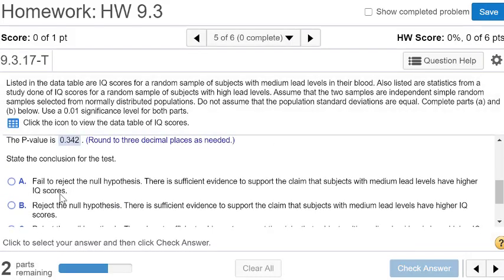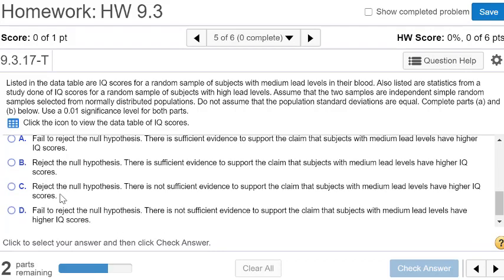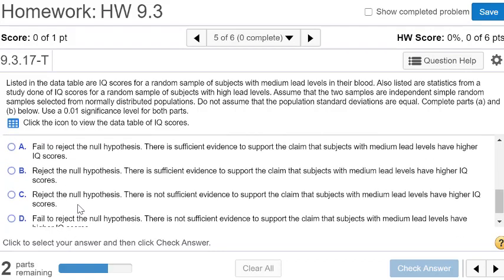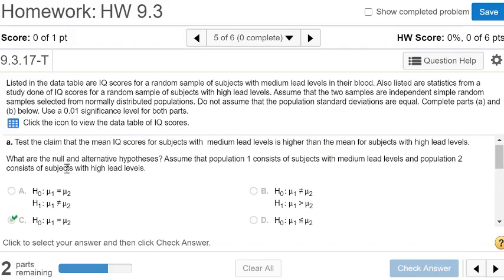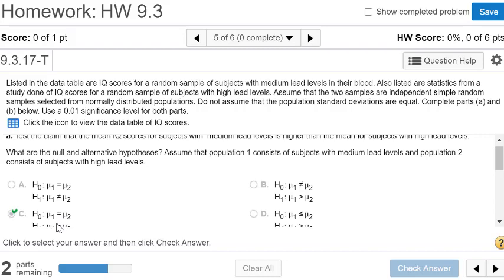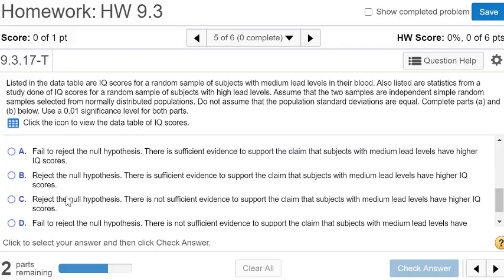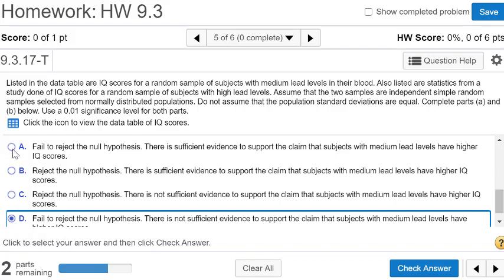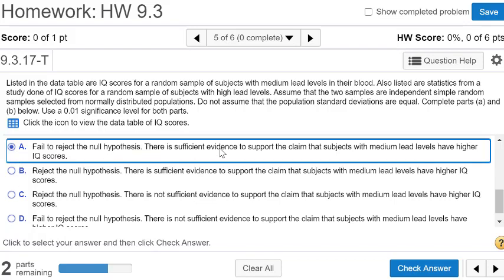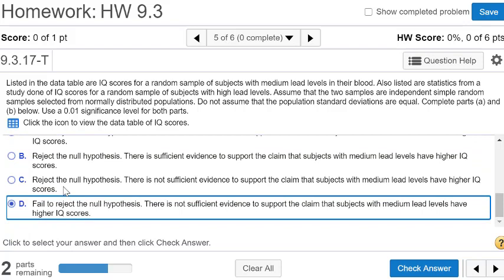So with such a large p-value, we're going to fail to reject the null hypothesis. So that's choice A and D. And we have to look back and realize that our claim is the alternative hypothesis. So we were trying to support the claim, and we are not able to. So fail to reject. This is the first fail to reject option. There's sufficient evidence to support the claim? I don't think there was sufficient evidence, because we were not able to reject the null hypothesis. So we failed to reject the null hypothesis, so there's not sufficient evidence to support the claim, which is an alternative hypothesis.